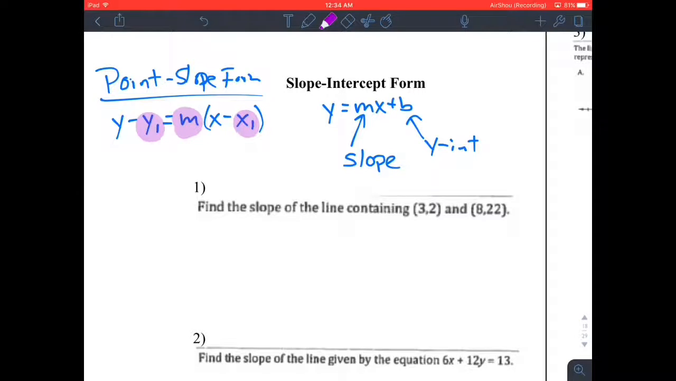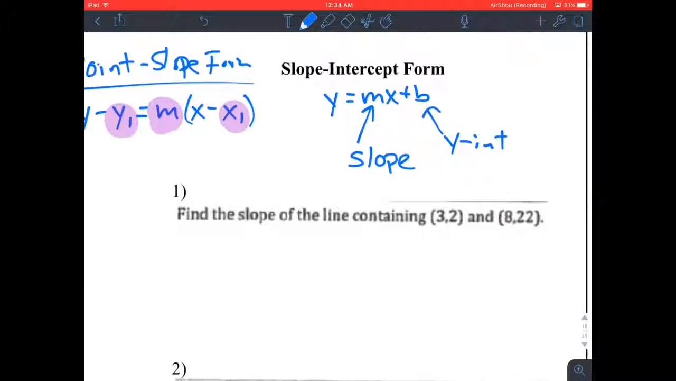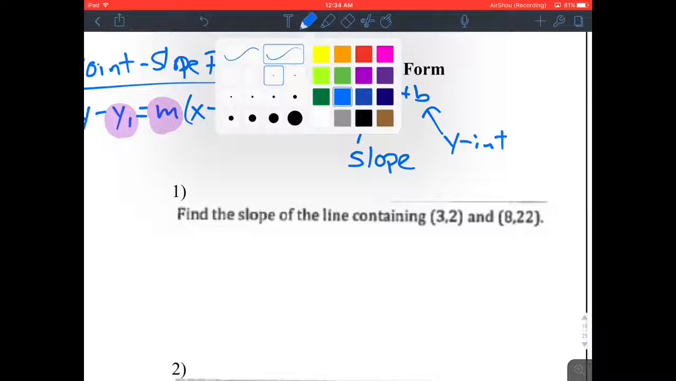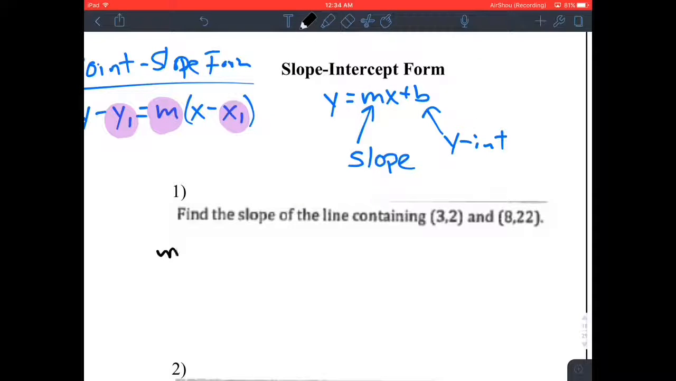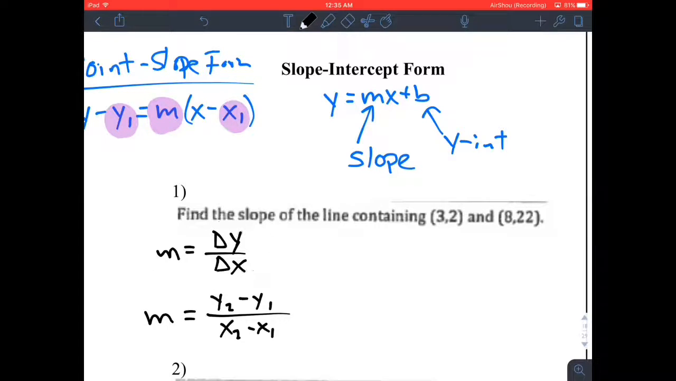So question 1. Find the slope of a line containing these 2 points. Well, to find the slope, it's easy. We use the slope formula, which I haven't mentioned yet, which is lowercase m equals delta y over delta x. What does delta mean? It means subtract. So you've probably seen this more likely like this. Lowercase m equals y sub 2 minus y sub 1 over x sub 2 minus x sub 1. Make sure your m is lowercase. So I prefer just to use delta y over delta x. Delta means subtract, just takes less writing.